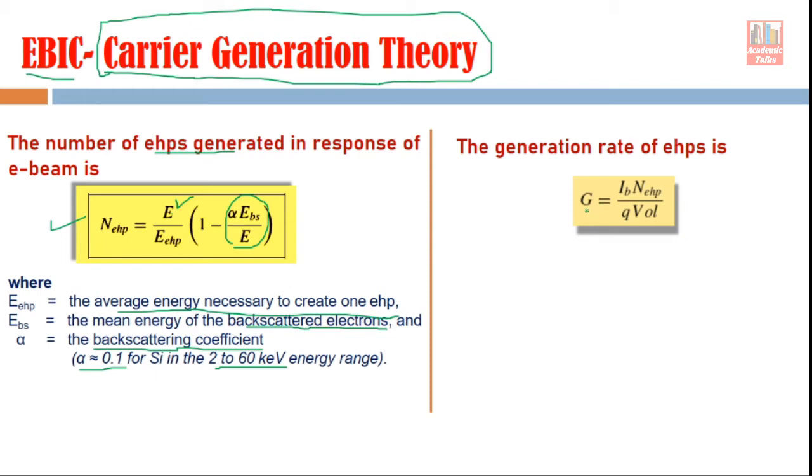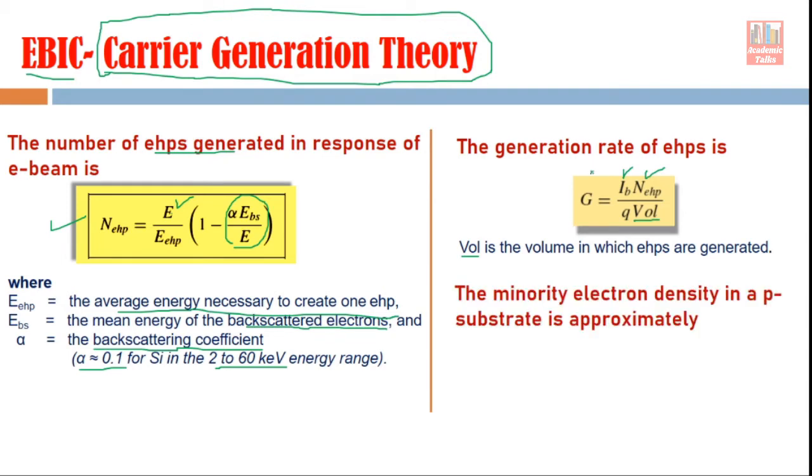You can see here the rate of generation of electron hole pairs depends directly on IB, that is the beam current. It depends on NEHP, the number of electron hole pairs which are produced in the semiconductor, and all this is divided by Q, which is a constant, and this volume VOL, which is the volume in which electron hole pairs are generated. So if we know how many electron hole pairs are generated for a given energy of electron beam, we can find out the rate of generation of electron hole pairs.